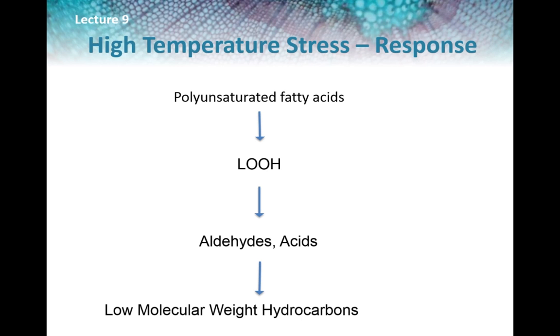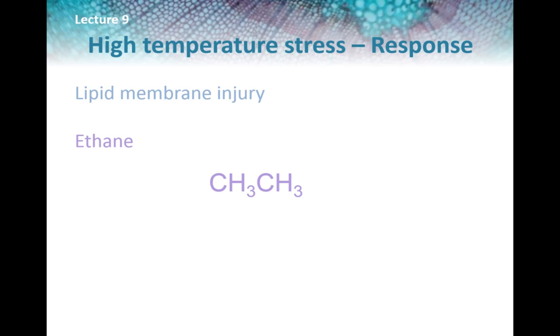The occurrence of lipid peroxidation can be observed by the production of several low molecular weight hydrocarbons. An example of some of these hydrocarbons is ethane. Many of the membrane lipid breakdown products, including ethane, can be readily assayed by gas chromatography.